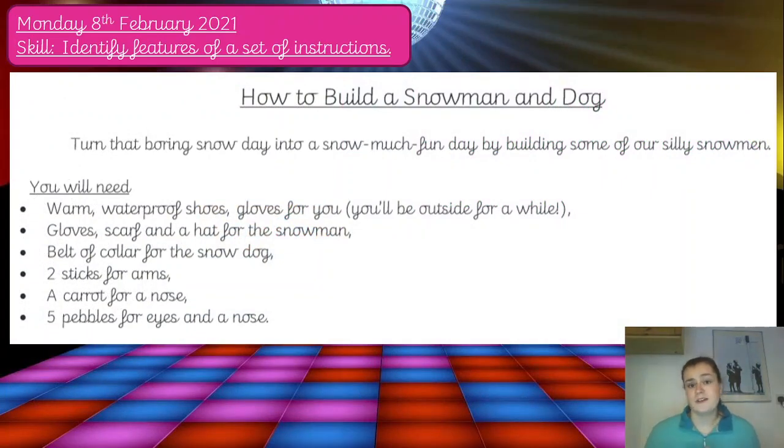So if you'd like to pause the video and read through this on your own, you're welcome to do that. But of course, I will read through it if not, if it's too small for some of you. Okay, so how to build a snowman and dog. Turn that boring snow day into a snow much fun day by building some of our silly snowmen. You will need warm waterproof shoes and gloves for you. You'll be outside for a while. Gloves, scarf and a hat for the snowman. A belt or collar for the snow dog. 2 sticks for arms. A carrot for a nose. And 5 pebbles for eyes and a nose.